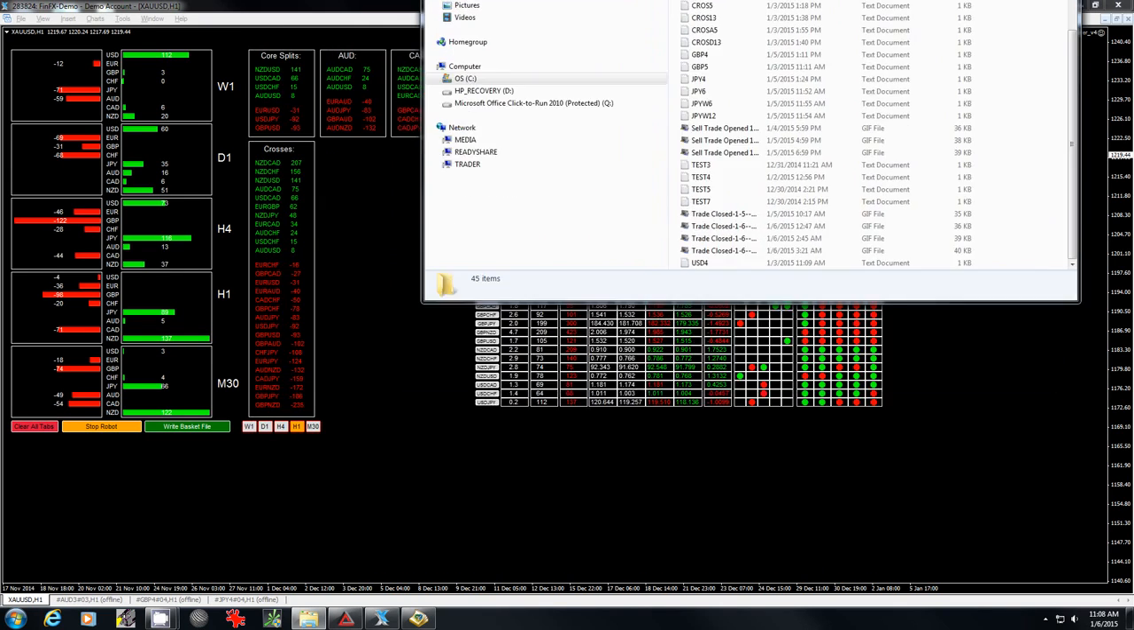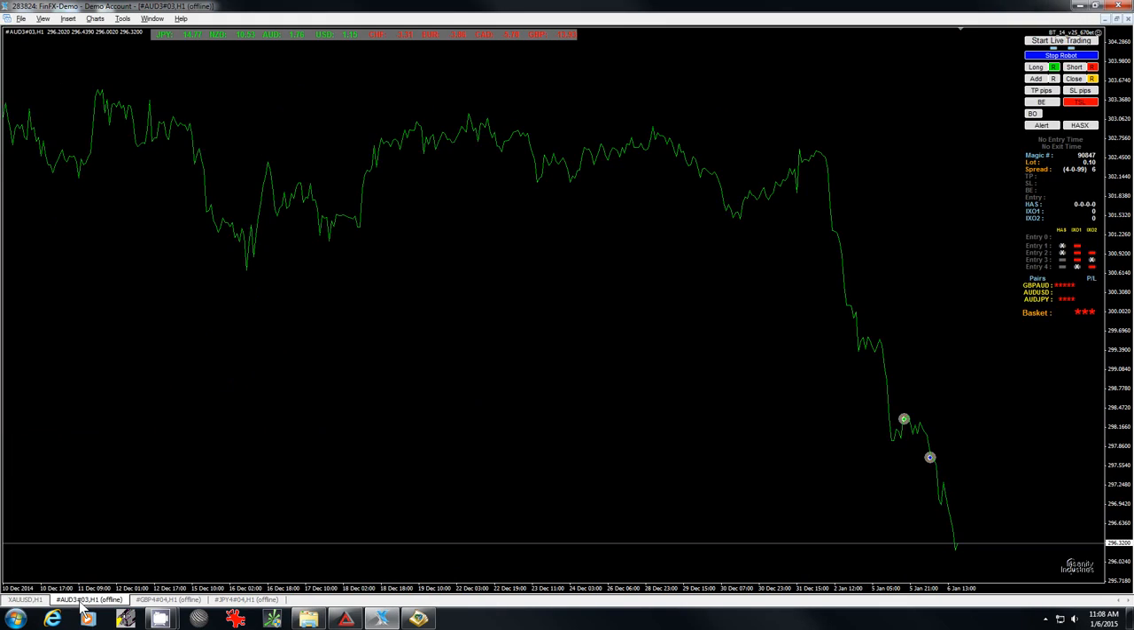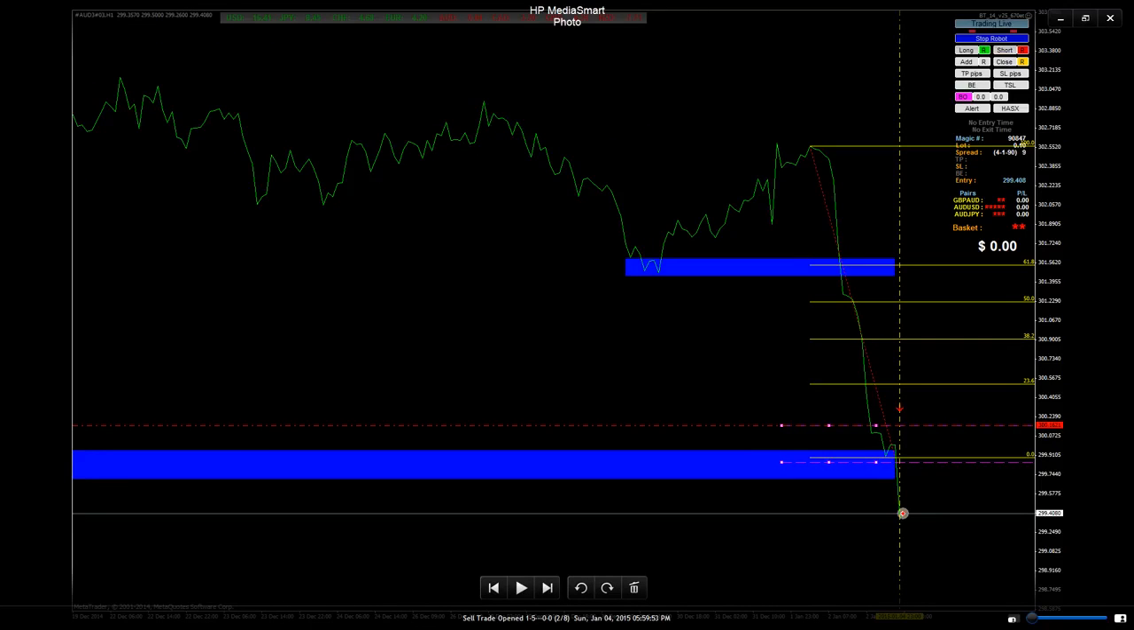I'm going to move this up out of the way. And this is one basket here we're going to take a look at, and we'll see what kind of trades we had on this one. Remember, this was the first trade set up on this. This is where it entered the trade. And it tells you that in the files folder there. It says sell trade opened.